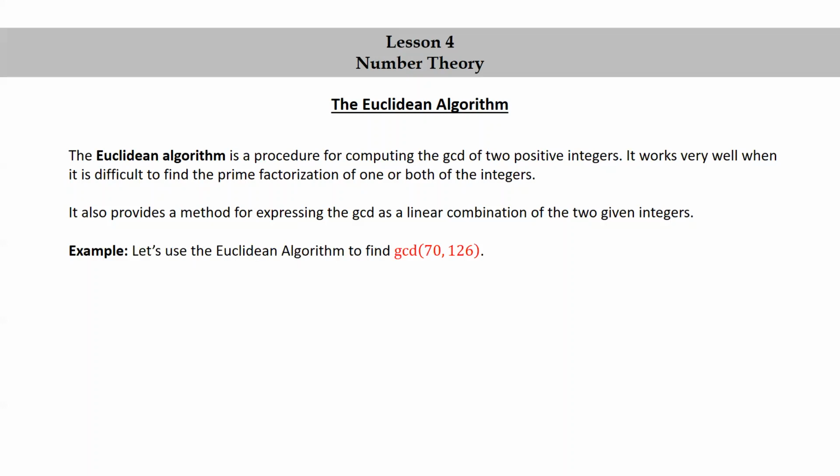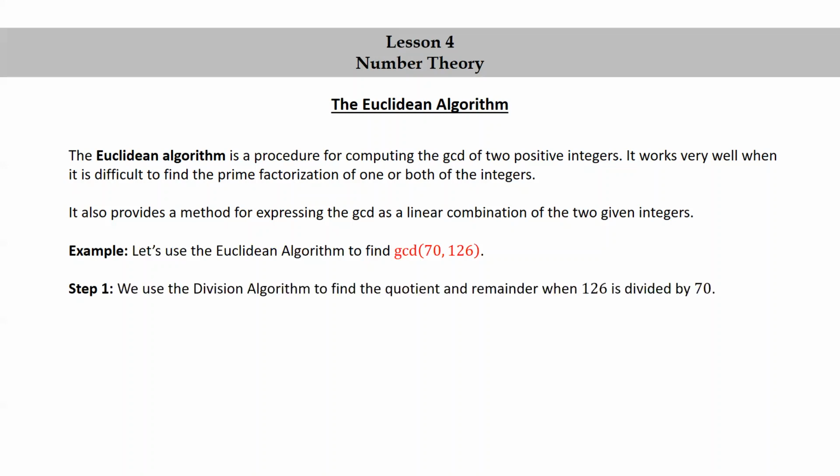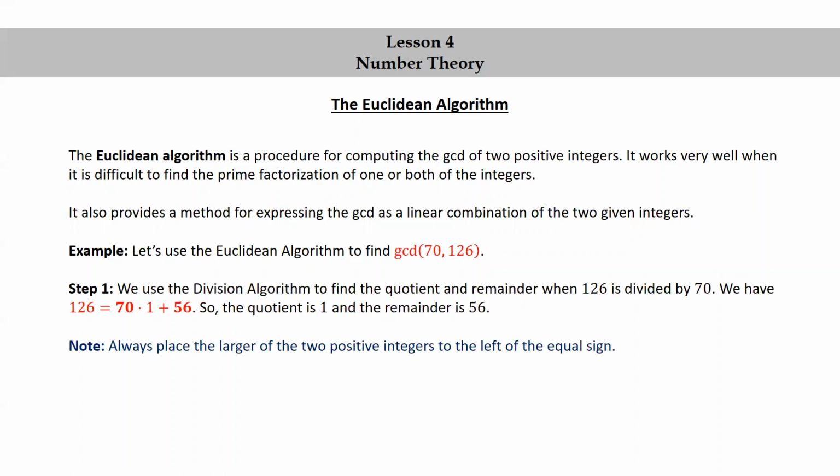Okay, so let's use the Euclidean algorithm to find the GCD of 70 and 126. Step 1. We use the division algorithm to find the quotient and remainder when 126 is divided by 70. We have 126 is 70 times 1 plus 56. So the quotient is 1 and the remainder is 56. Note, always place the larger of the two positive integers to the left of the equal sign.